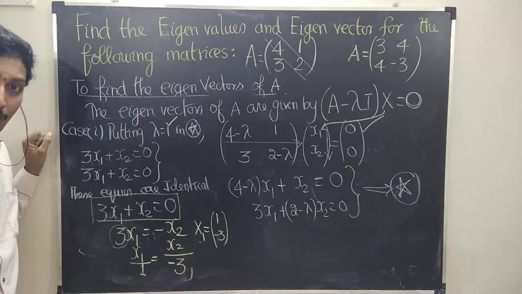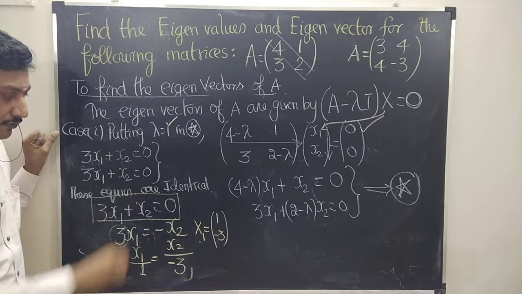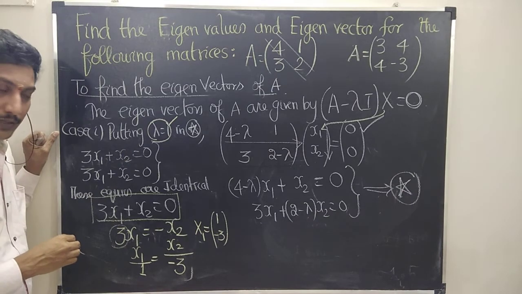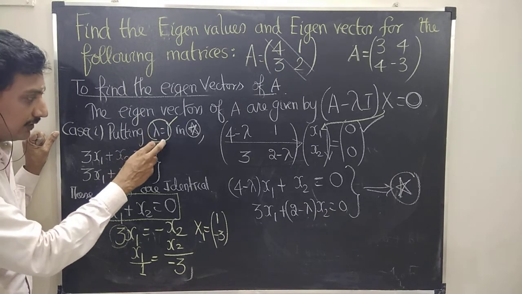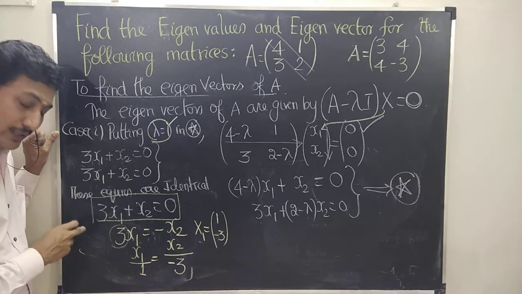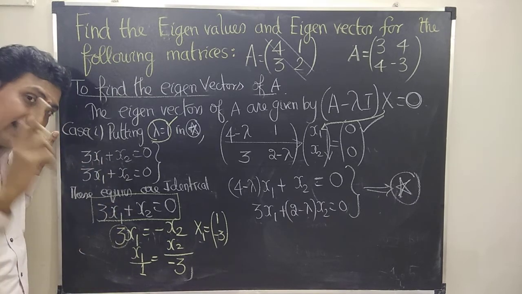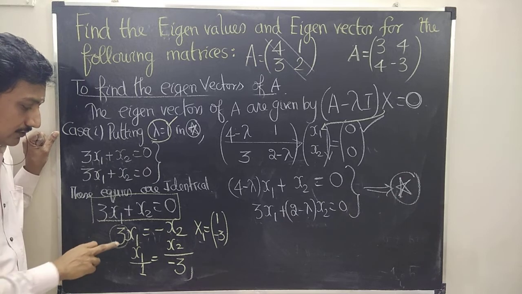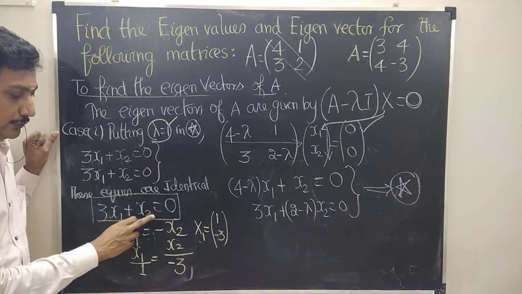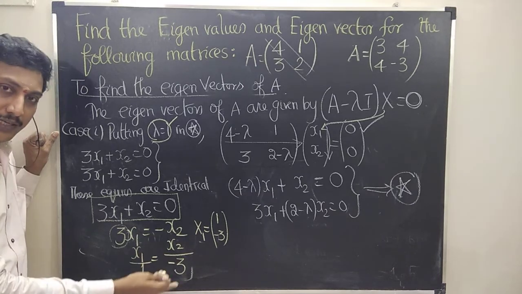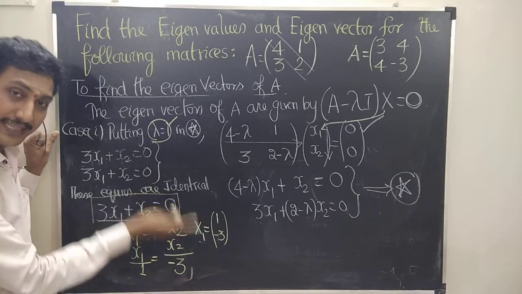Let us find the small x1, small x2 for each value of lambda. When I substitute lambda equal to 1, I get the identical equations. Most probably in all 2 by 2 matrices you will get only identical equations. Understand? So 3x1 plus x2. Let us push the coefficients to the other side, then keep the sign as it is on the second side.